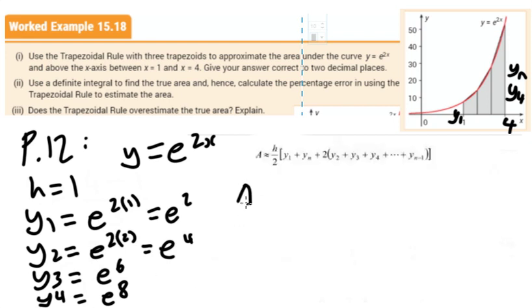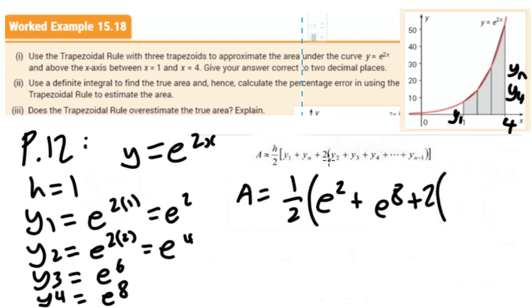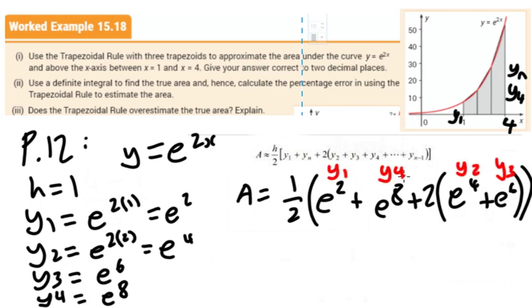So the area here will be h over 2, so that's 1 over 2, y1, e2, plus y4, e8, because yn is y4, remember we said, plus 2 times, so we only have to include the ones that aren't included in the first bracket. y1 and y4 are included, so all we need to include in the brackets is y2 and y3, so that will be e to the 4 and e to the 6. So that is our total formula filled in, and you'll see I just wrote y1, y4, y2, y3 on top just to show they all match up. If we type all this in the calculator, we'll get the estimation for the area as 1952.2. So that is our estimation using the trapezoidal rule.